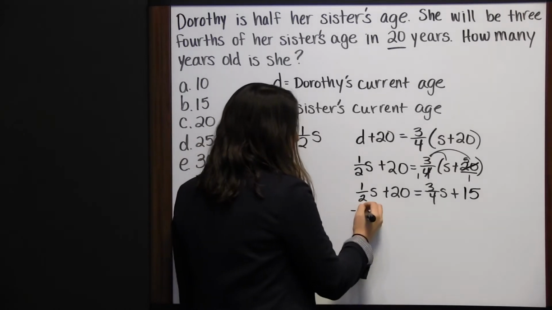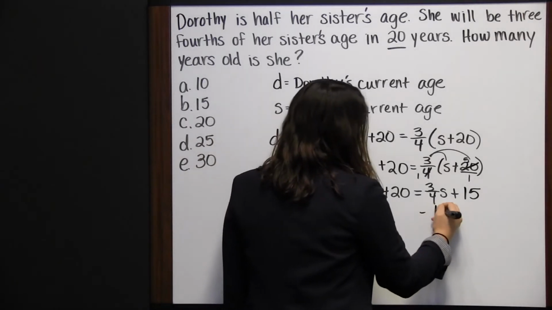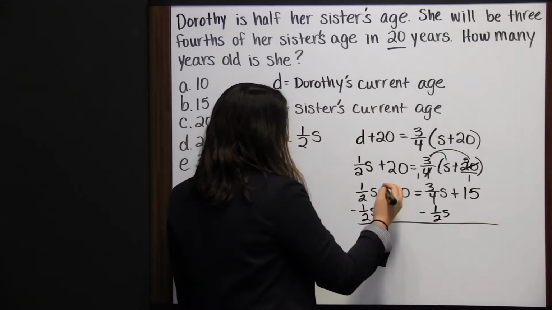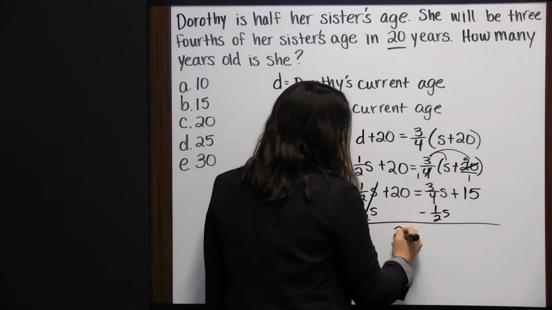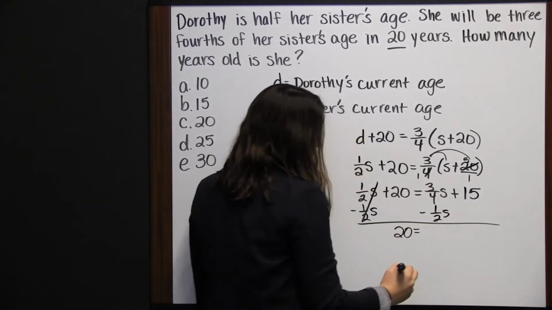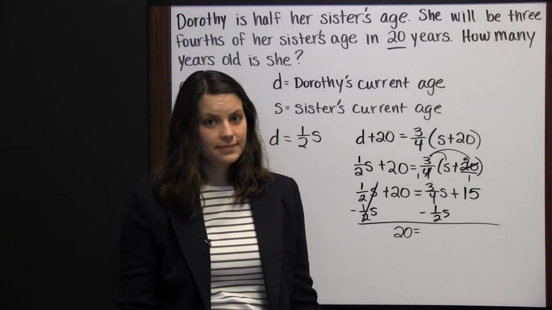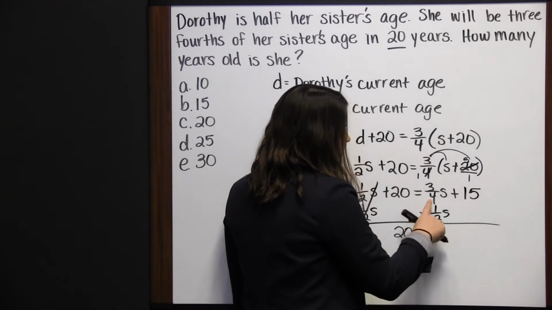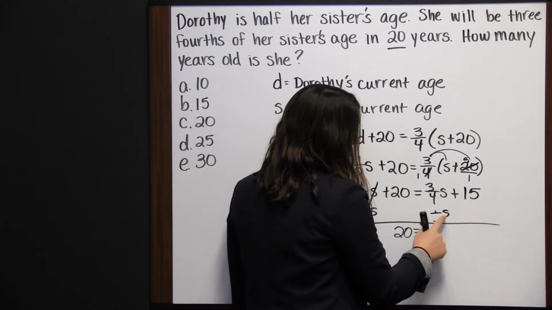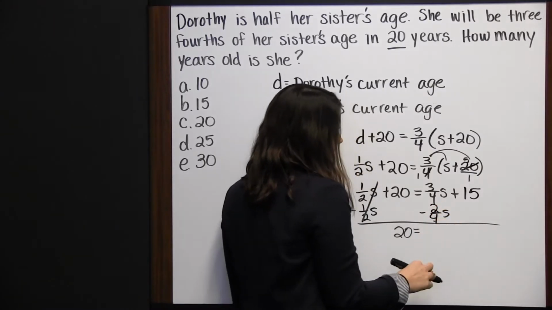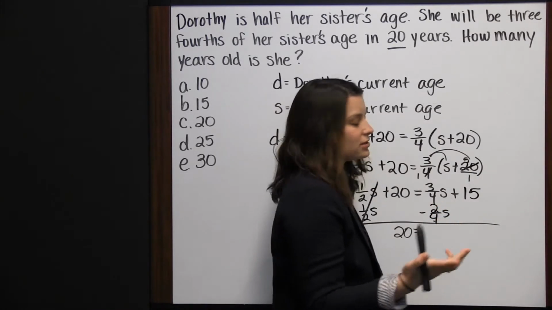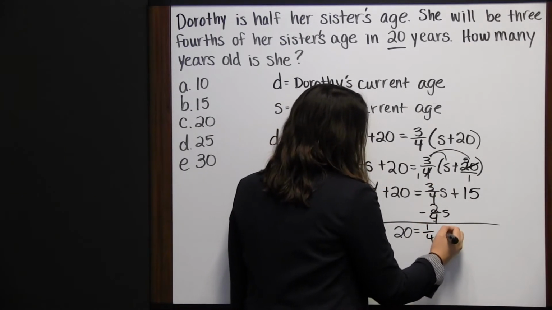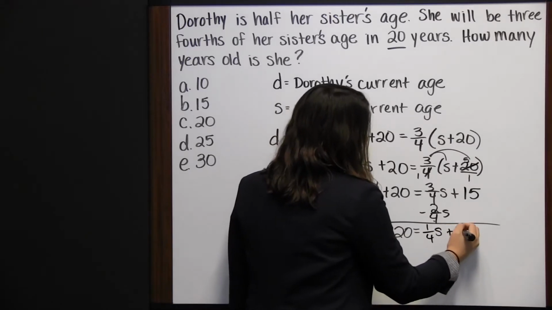So to do that, I'm going to subtract 1/2 S from both sides. 1/2 S minus 1/2 S is 0. I'm going to bring down 20, and that equals. Now, to subtract fractions, I have to have common denominators. So 1/2 is also 2/4. So I'm going to change 1/2 to 2/4 so that I can subtract these. And then when I subtract, you just subtract the numerators. 3 minus 2 is 1. And your denominators stay the same, 1/4 S plus 15.